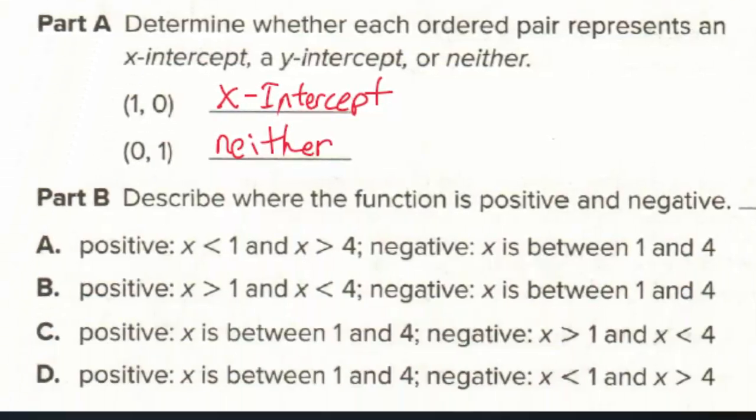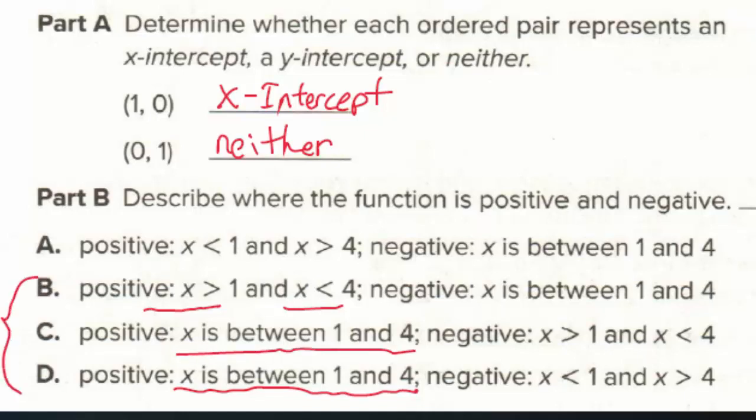So that's what I'm going to look for first. Positive, bigger than 1, smaller than 4. Positive when x is between 1 and 4. That's another way of writing it. So those are two options. We got another option here: x is between 1 and 4. So we actually have three options here. That first one's not correct.